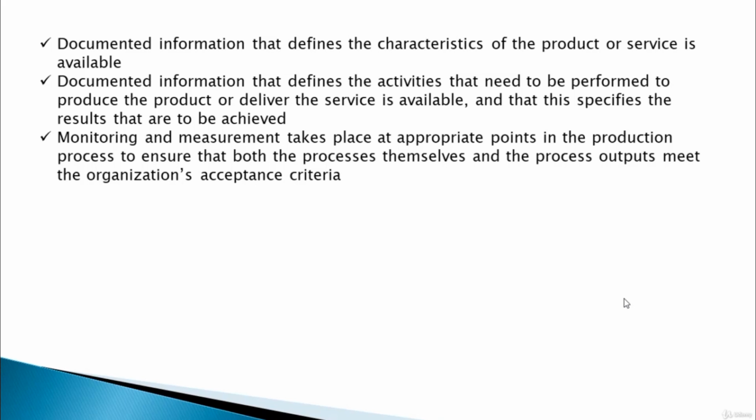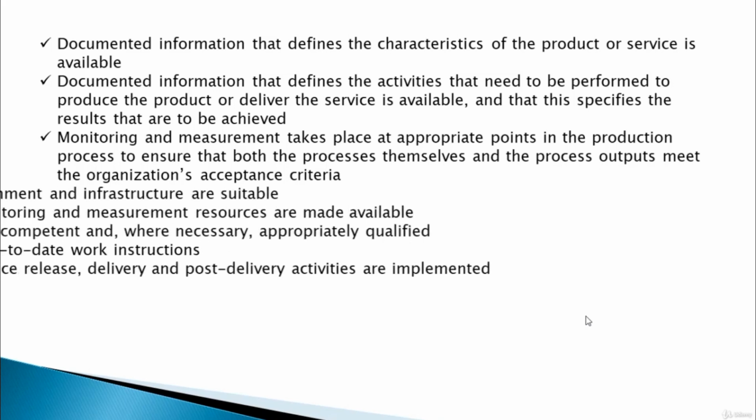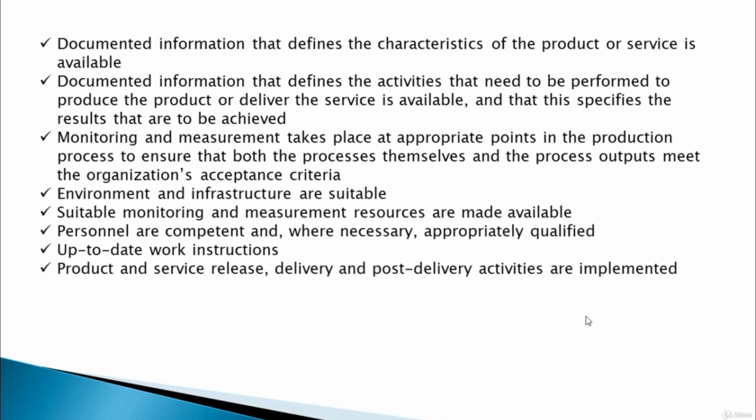And also the organization is required to monitor and measure at appropriate points in the production process to ensure that both the processes themselves and the process outputs meet the organization's acceptance criteria. So the organization needs to make sure that it has what it needs to measure and test installed systems, and also it has suitable environment and infrastructure, basically making sure that the organization has the right support, maybe from the office and from the site, to complete the job.